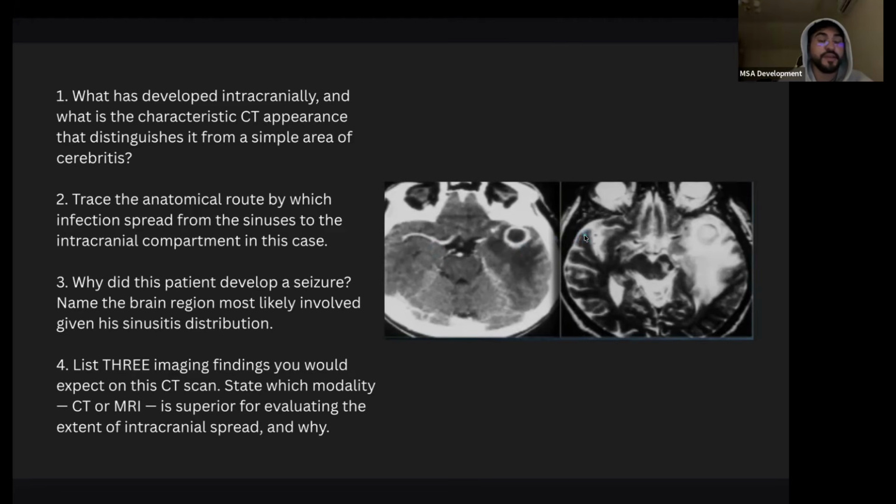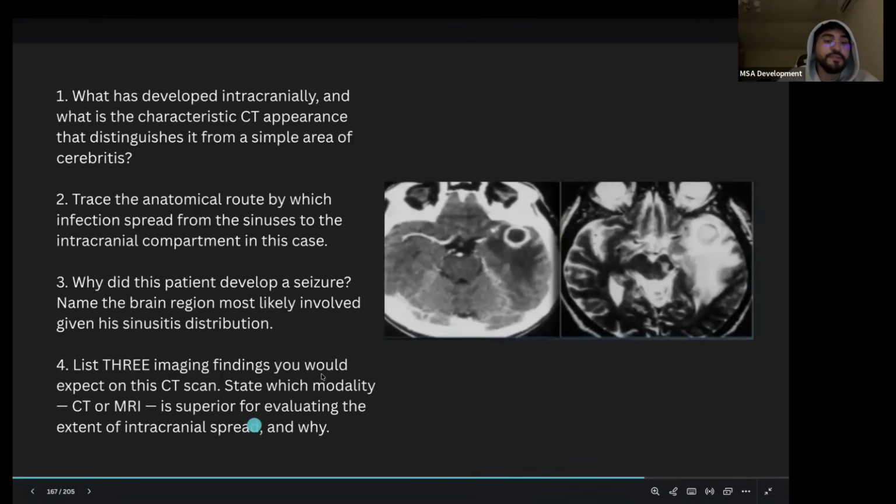Now, why did this patient develop a seizure? This patient developed a seizure because the abscess happened in the temporal region, all right? And usually when it happens within the temporal region, that's where you develop seizures.